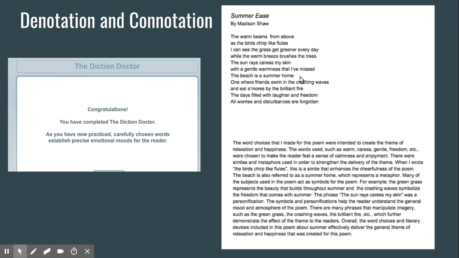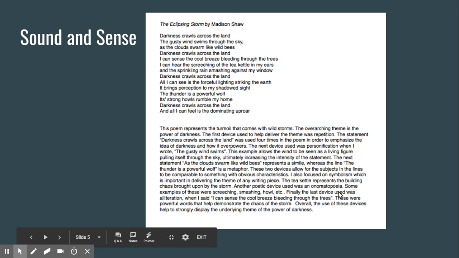I also used some personification, such as here I said, the sun rays caress my skin. This allows the reader to sense the feeling of what's being said. The sun rays caress my skin makes the reader feel warm and relaxed. I also used a lot of imagery in this poem by the use of adjectives.